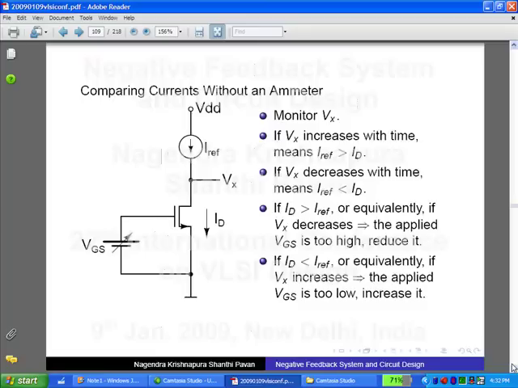Correct? Alright. So, if this potential is going up, what do you think will happen? I mean, let's say you put these two current sources in series like this, and you monitor this potential, and you see it's going up. What does that mean?